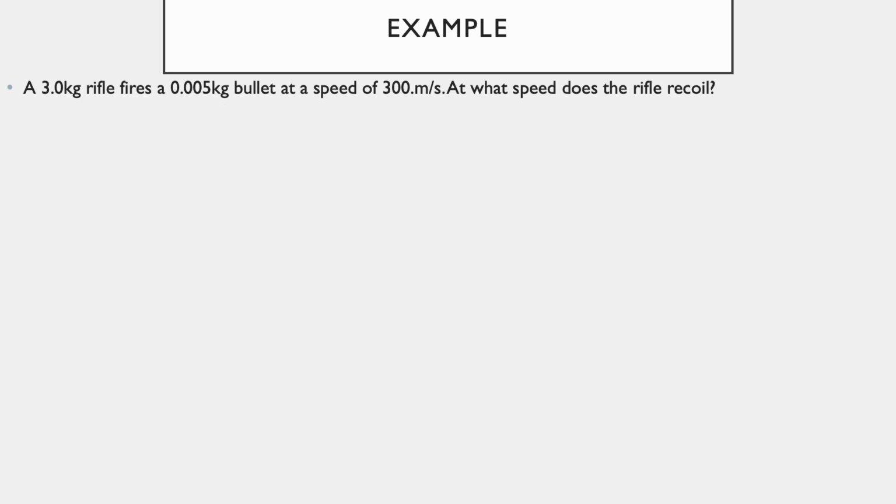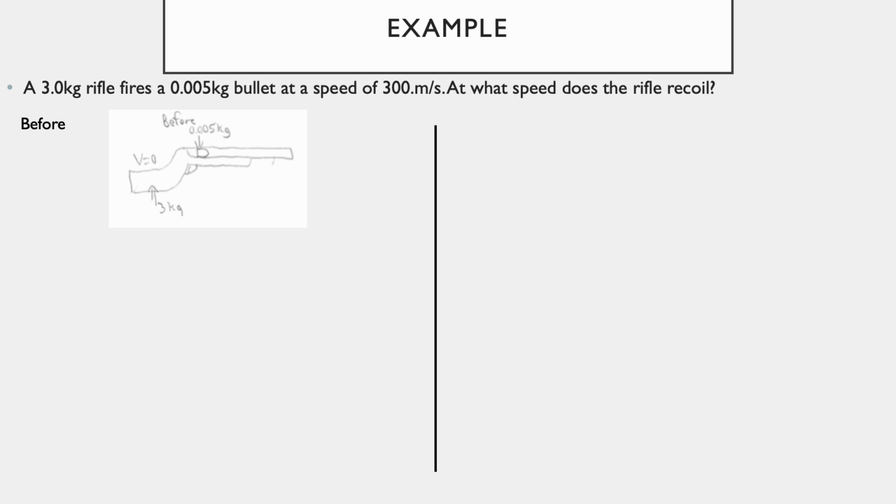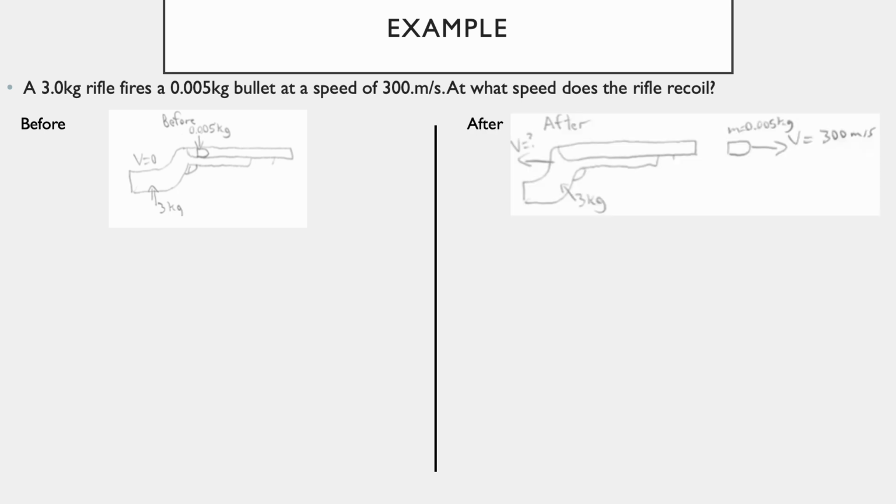Next example, we have a 3 kilogram rifle that fires a 0.005 kilogram bullet at a speed of 300 meters per second. And we want to know at what speed does the rifle recoil, so how fast does it kick back. So once again, I'd start by splitting up into before and after. So before, I have the rifle that has the bullet inside it. They're both stationary. And afterwards, the bullet's moving forward at 300 meters per second while the rifle recoils at an unknown velocity.